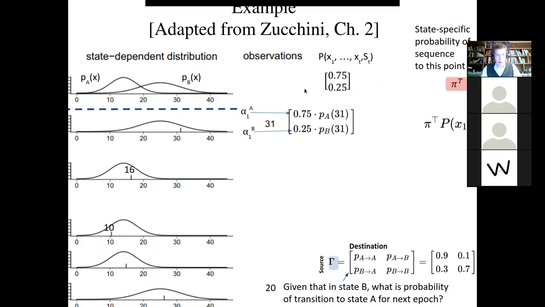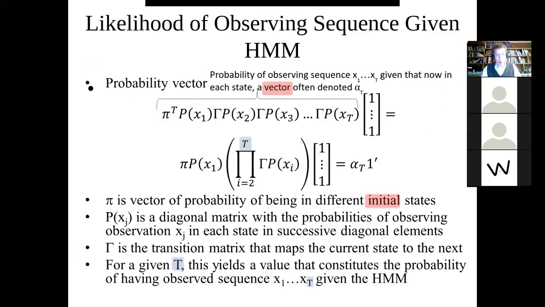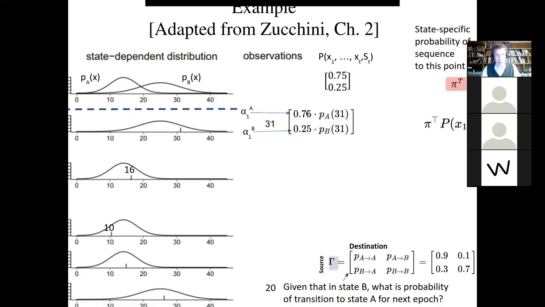0.75 and 0.25. You remember those were our chances of starting in state A or starting in state B. And I mumbled and I said it didn't matter that much, but in practice, once you're well into the sequence, it matters less where we start. We're going to then take into account the first observation.